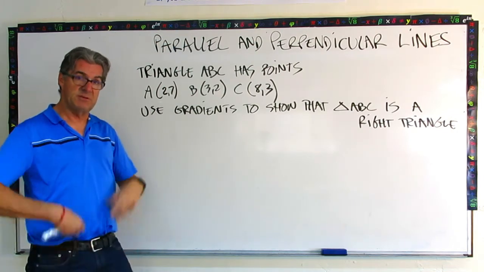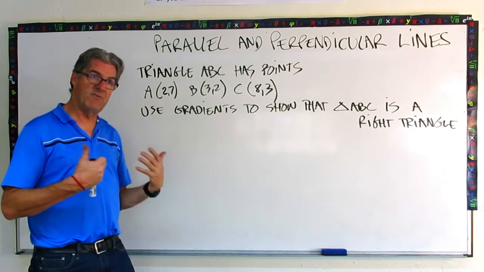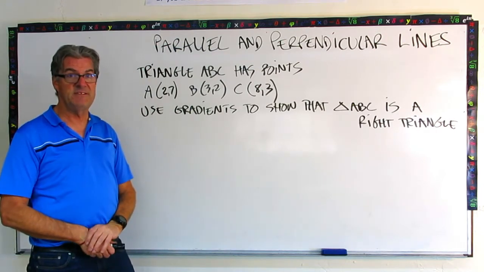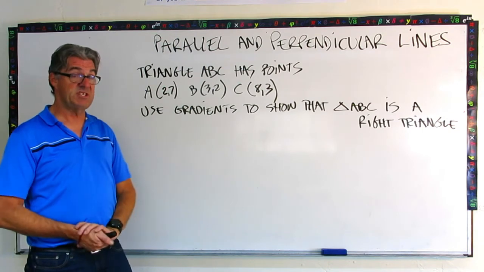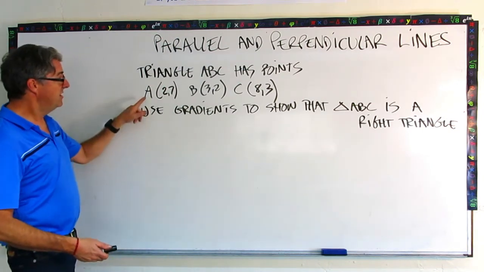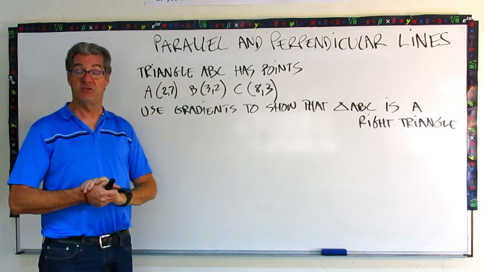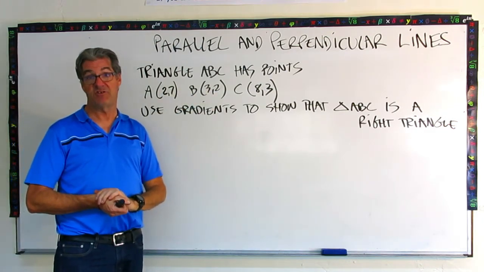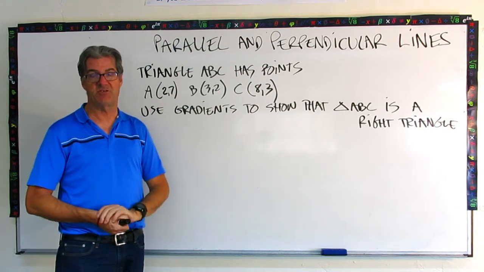be right. And some of the exercises that you'll be doing for this lesson will involve some of those other theorems that we've covered in this chapter. But right now I'm going to stay focused on gradient. So, to show that ABC is a right triangle, we need to have one 90-degree angle in that triangle. That's the definition of a right triangle.